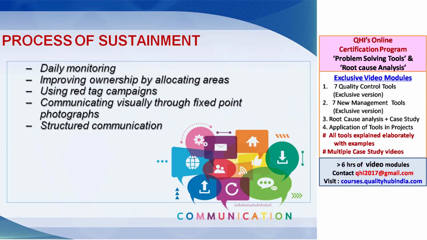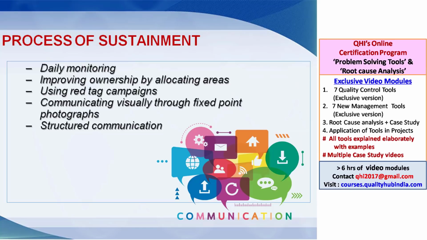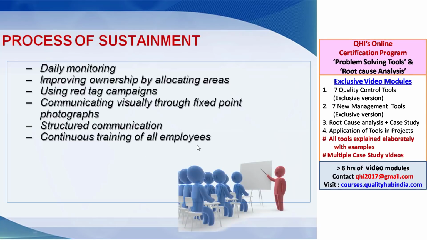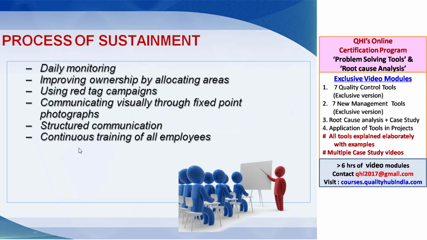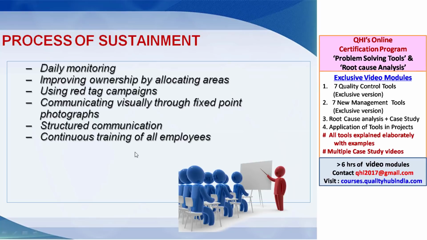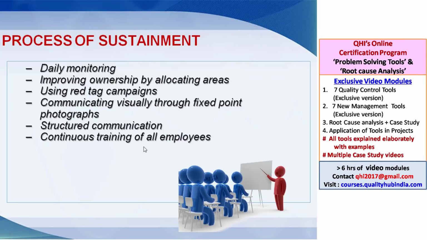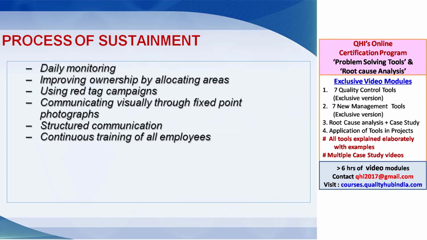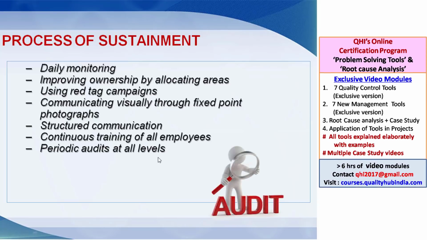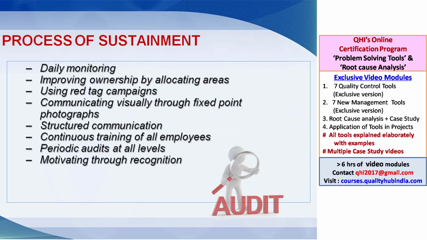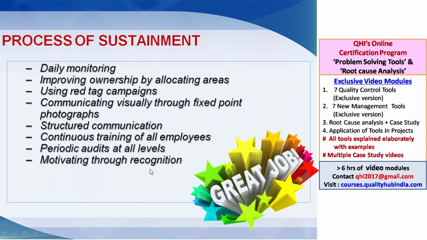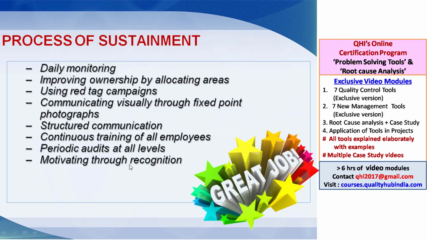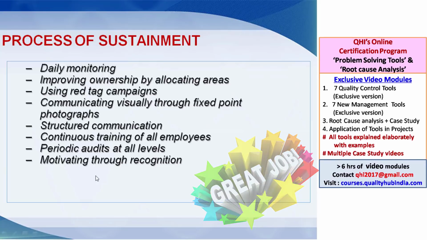There are various levels and ways of communication you can use to communicate the importance of 5S and for its sustenance. Continuous training for all employees is a must. Each employee at every level in all the departments should be trained in 5S. And they should also understand the importance of 5S to the organization. Periodic audits at all levels is a must for 5S sustenance. And we should also motivate people through recognition. For that you can use some reward system, you can use rolling trophy system or any other mechanism.